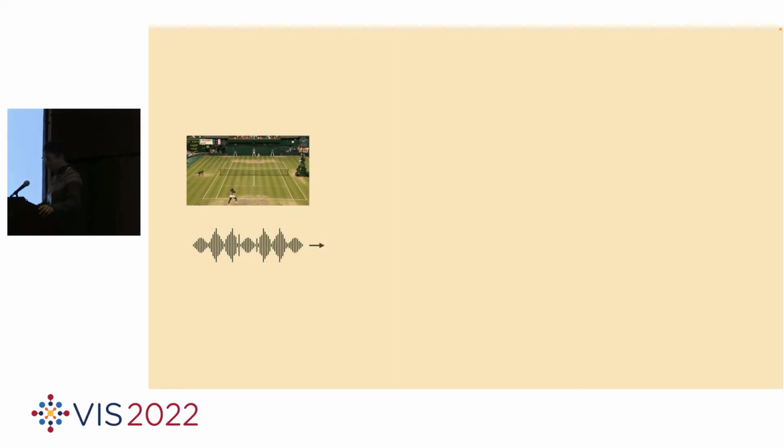To augment these videos, we separate the audio track from the video and convert the audio into text. We then load the text and video into Sport Teacher and automatically generate the augmented video.